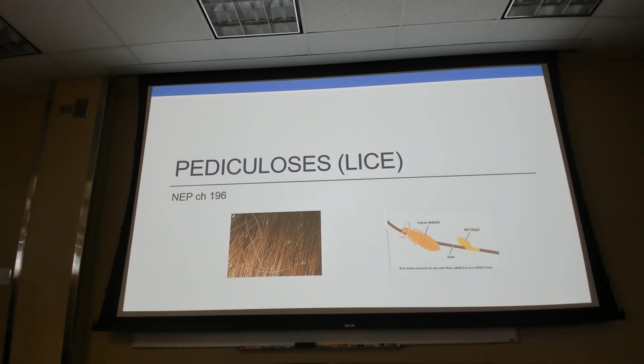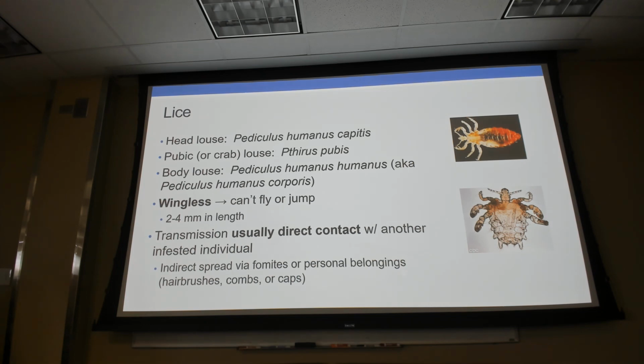Lice, last but not least, certainly. Again, you can have all the different types of lice: head louse, pubic louse, anywhere. This one's interesting to me because we always think that you see lice and it's going to jump on you, but it's wingless. It can't jump. It can't fly. So it's going to be from direct contact with this infested individual.